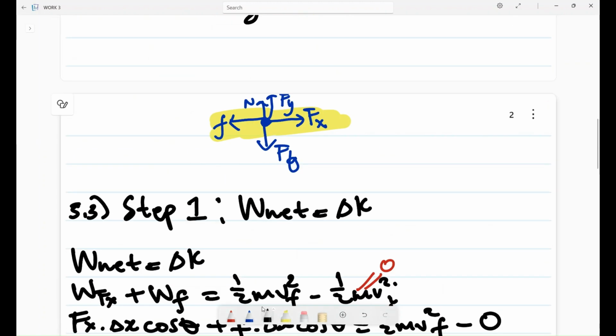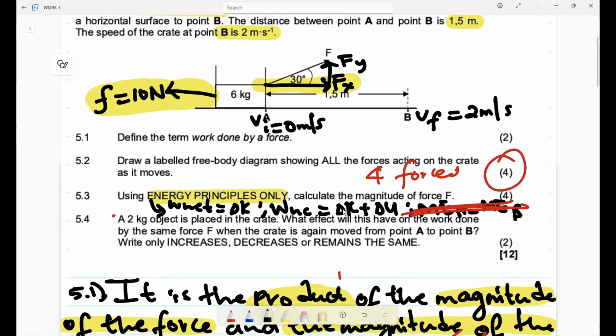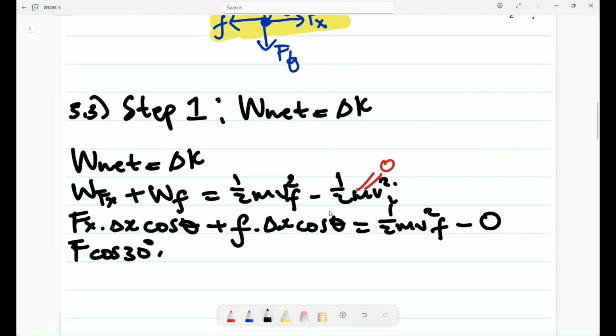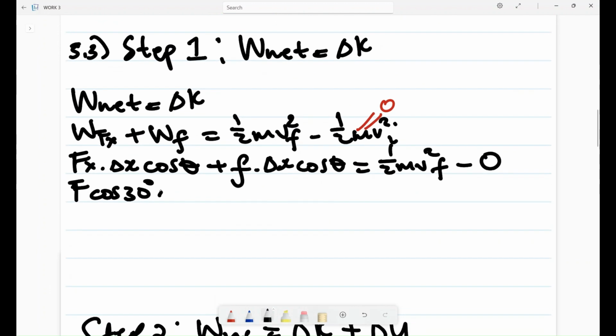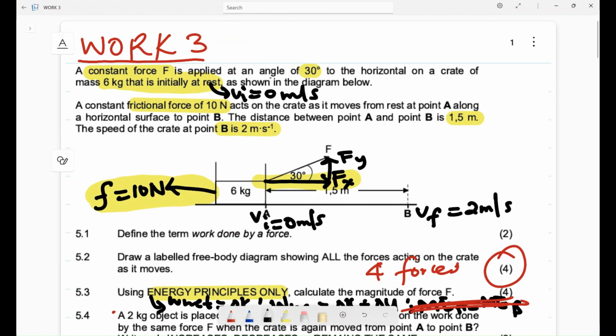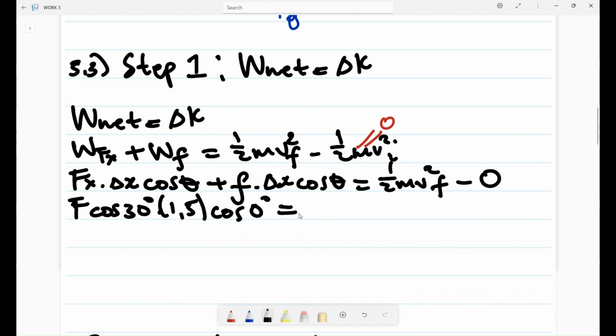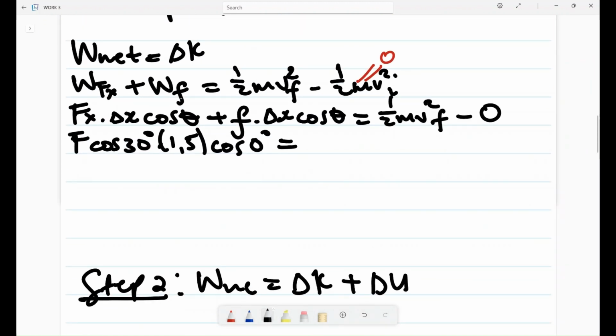My displacement, I think it was 1.5 or 1.2 between the two values there. 1.5, multiplied by 1.5 meters, then cosine of 0 degrees because it is moving in the direction of the displacement. Now our object is displaced from point A towards the right to point B, and our force is also acting in that direction. Again, then let's see. We have what? Cosine of 0 plus my frictional force.